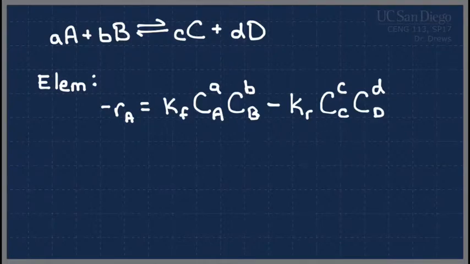That works too for partial pressures. So we saw earlier that instead of C_A, we could also have the partial pressure of A raised to the a, the partial pressure of B raised to the b, etc. The form is the same. The rate constants will be different for each one, but it works for either one of those.